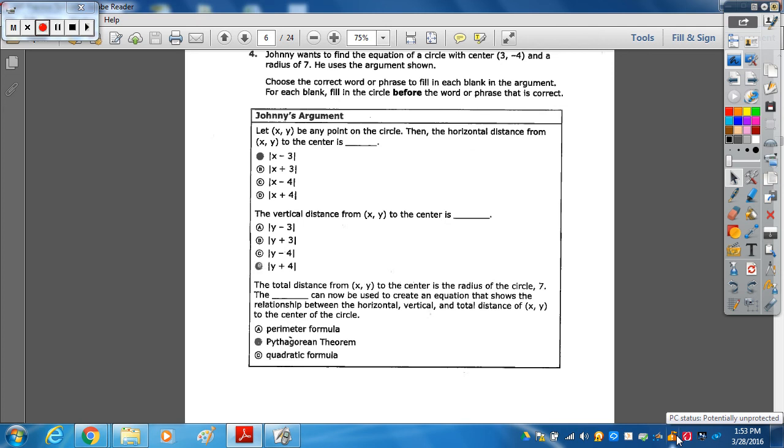All right, so number 4: Johnny wants to find the equation of a circle with the center at (3, -4) and a radius of 7. He uses the argument shown. Choose the correct word or phrase to fill in the blank with the argument. All right, the circle equation.